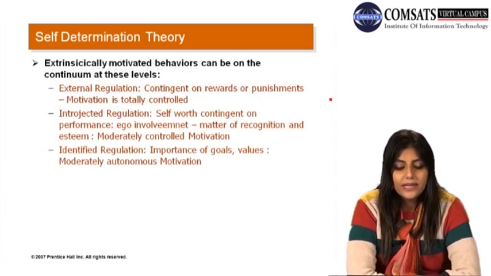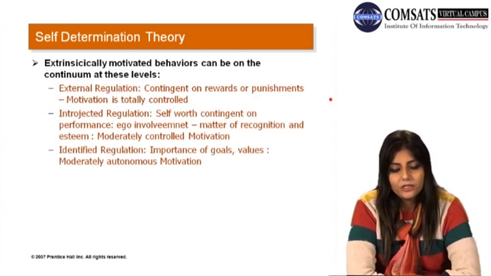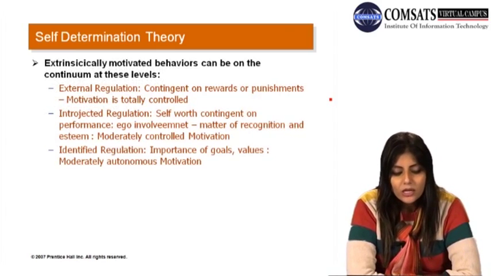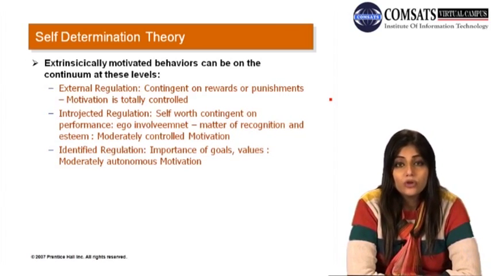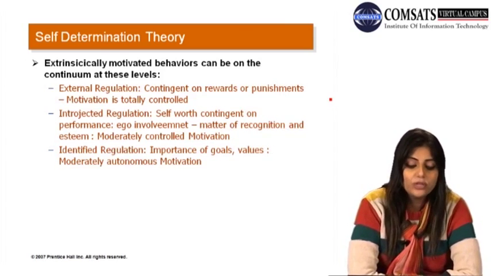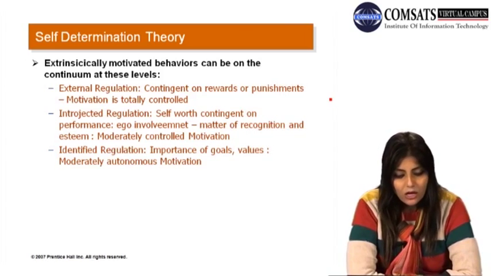And the theory basically divided the externally motivated or the autonomous regulation into the external regulation, which is contingent on rewards or punishments, and the motivation is totally controlled here, and the introjected regulation, where self-worth is contingent on performance, and the identified regulation, where importance of goals and values is moderately autonomous motivation.